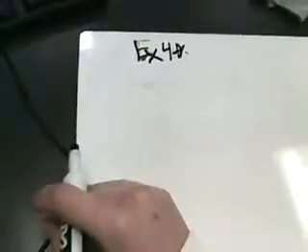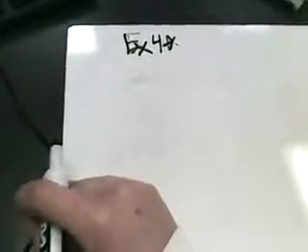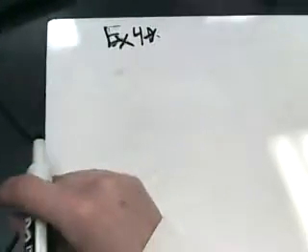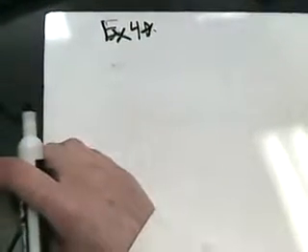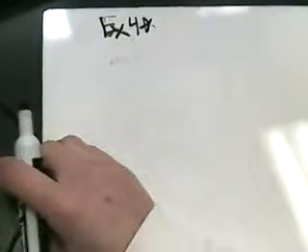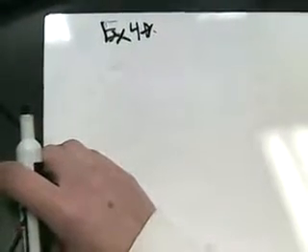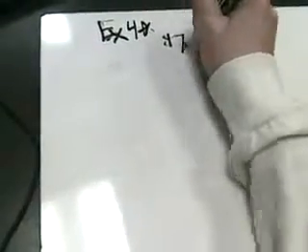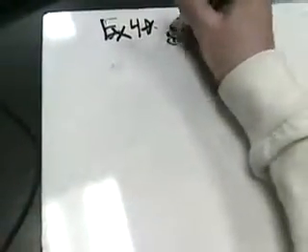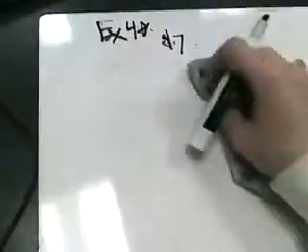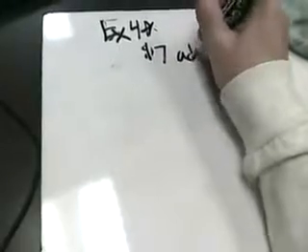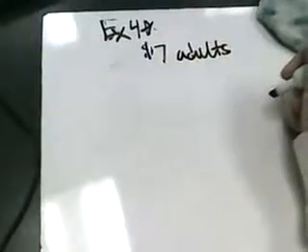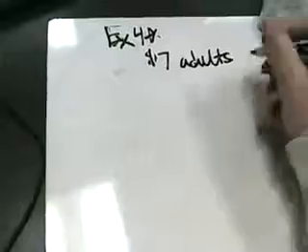Now, this is not in your notes. This is not in your notes. Okay, but I want you to listen and we'll get down information as I read. Okay, all right, so it says you have a gift certificate to a movie theater. Movies cost $7 for adults. Okay, let's write that down. And $5 for children.